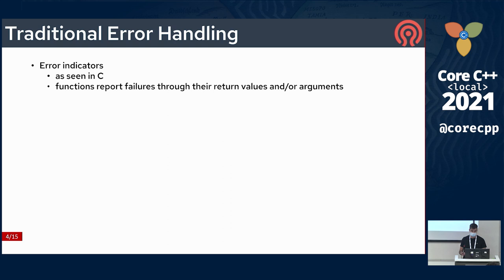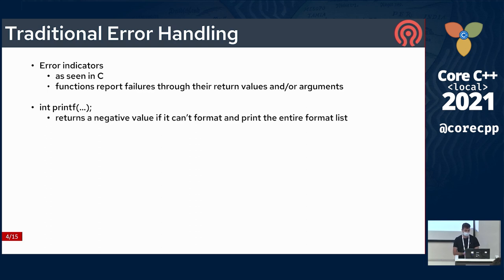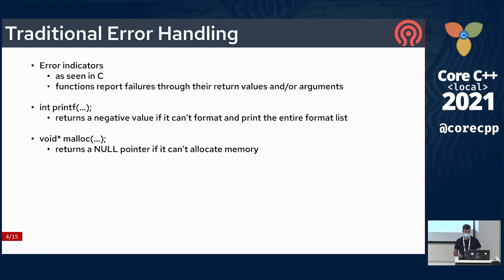So traditional error handling, as you have seen in C, basically means that functions report failures through their return values or through their arguments. For example, printf has a return value of int, which is used when, for example, it cannot format all of the arguments or cannot print all of the arguments in the format list, so it returns a negative value. Another example is malloc, which returns a null pointer if it cannot allocate memory. And another way of doing this is with a global variable, errno, or whatever you call it.